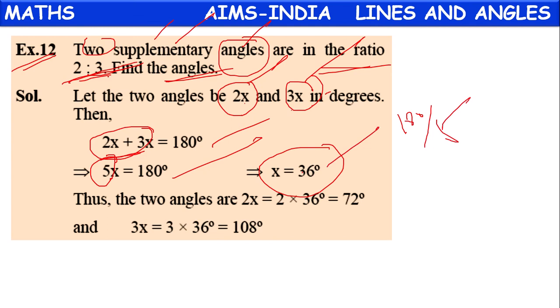So then what are the angles? One is 2x, another one is 3x. 2x equals 2 into 36, 72. 3x equals 3 into 36, 108.